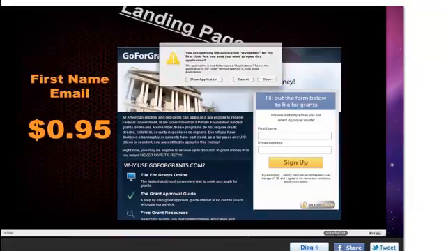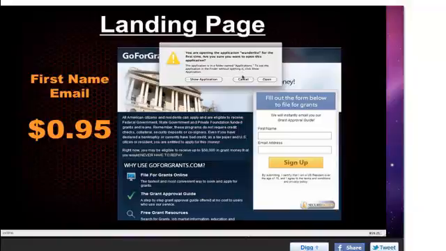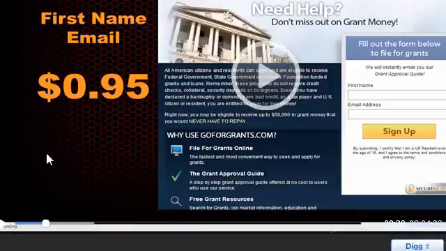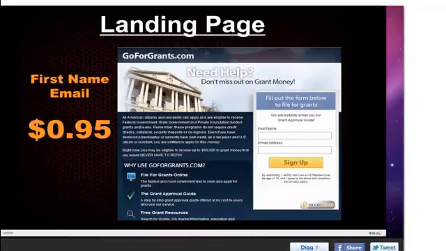Okay, so here's a landing page example. This is one that's paying 95 cents on an email submit. Now, this is one that is very similar to the one we're running at really high volume. It's basically your Aweber or your iContact form on your landing page.